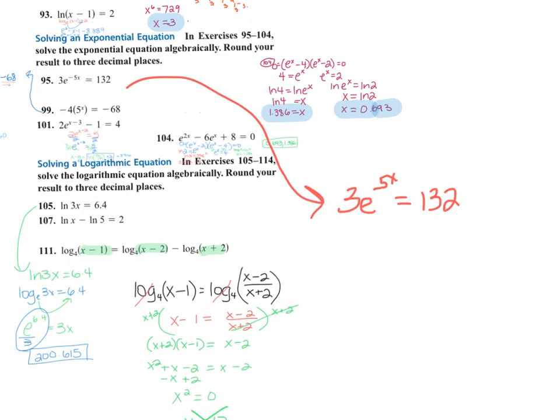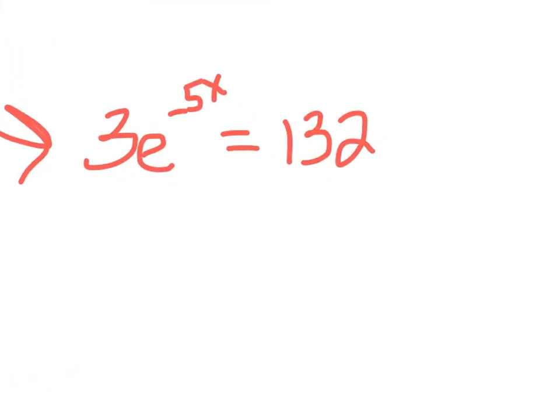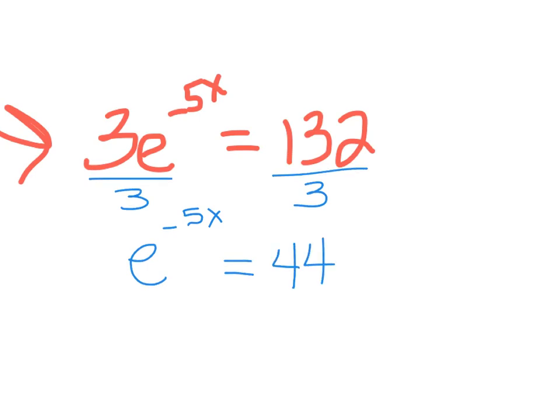All right, this is 95. So 3 times e to the negative 5x equals 132. I'm going to eventually ln both sides of these, but you have to get rid of that 3 that's attached to the e first. So I have to divide both sides by 3. And I get e to the negative 5x equals, that's 44.